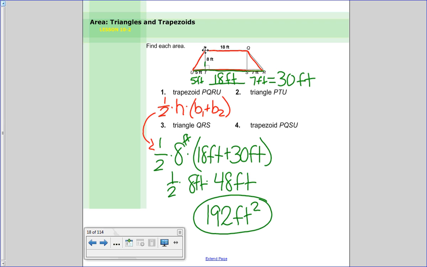And that's tonight's lesson. Tonight's lesson, we talked about how to find the area of triangles by doing half the base times the height. And we talked about how to find the area of trapezoids by doing half the height times the sum of those two bases.